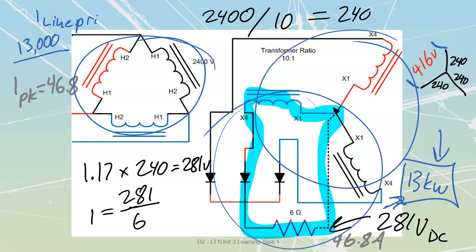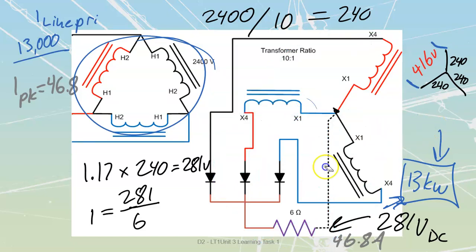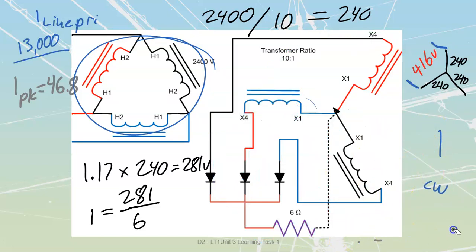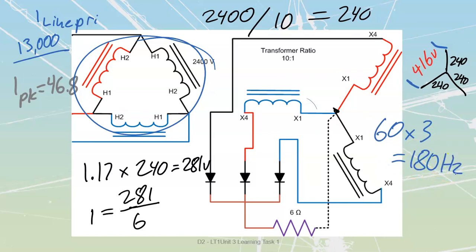Okay, last couple of things that they ask for is ripple frequency. Well, if it's a 60 hertz system and it's half wave rectified, my ripple frequency is going to be 3 times whatever my fundamental frequency was. So 60 times 3 gets me to 180 hertz that I'm going to have for this one.